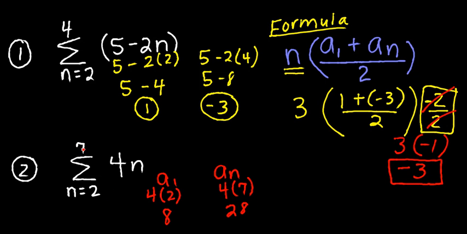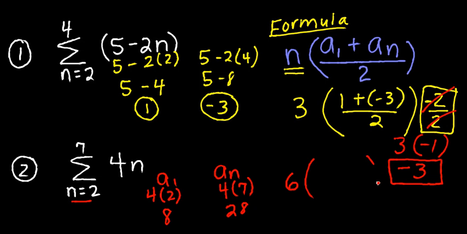The number of terms that I have is 7 minus 2, and that's going to give me, I'm sorry, 7 minus 1, because I'm including 2. If you counted them up, I'd have the second, third, fourth, fifth, sixth, and seventh term, and so I have 6 terms in total. My n is 6.